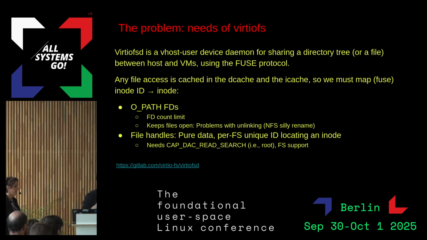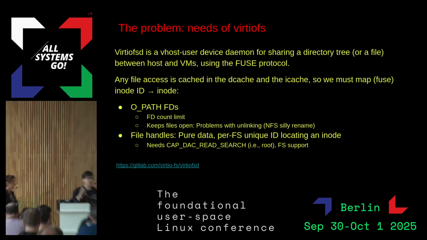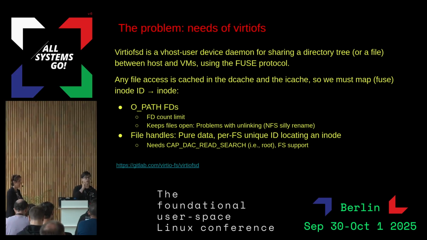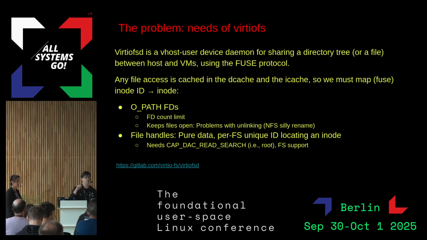There is another option that is file handles. That is better for us, but that requires privilege. Basically, it's pure data. We get the real inode from the file system, and the file handle is the inode plus a generation number that can check if the inode was reused. But that has another problem. We require some privileges because those file handles can be forged.